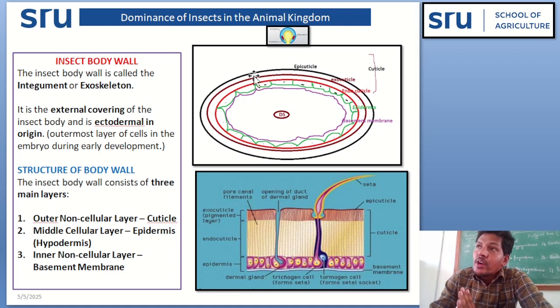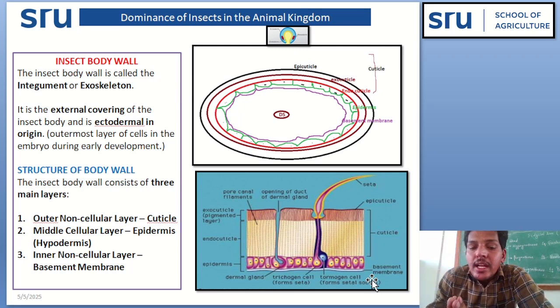See here, structure of the body wall. The insect body wall consists of three layers. The first layer is the cuticle. Second, this green layer, is the epidermis, and the last layer is the basement membrane. So the insect body wall totally consists of three layers.